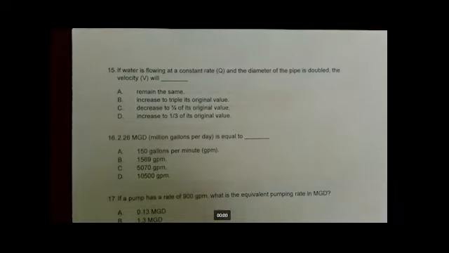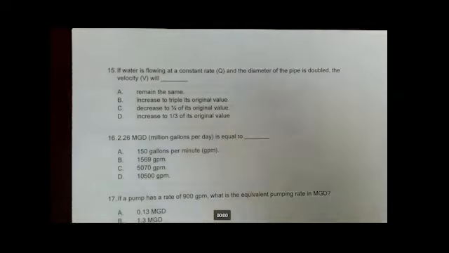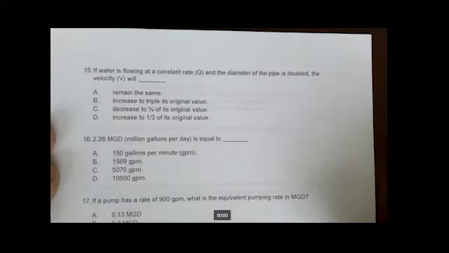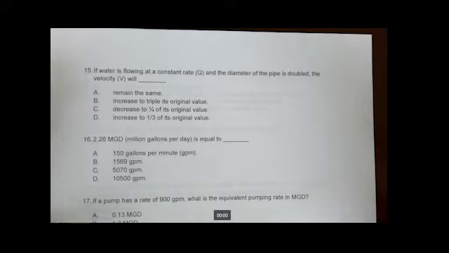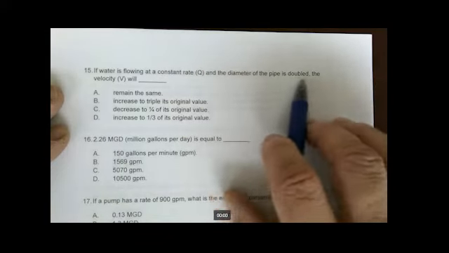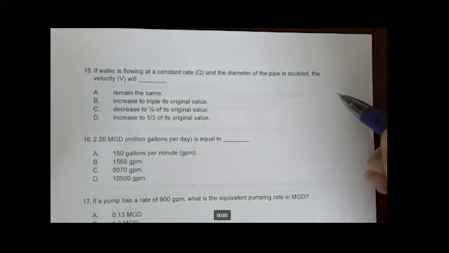So here on question 15, this does not appear to be a math question, but it actually is. It says, if the water is flowing at a constant rate of Q and the diameter of the pipe is doubled, the velocity will what?